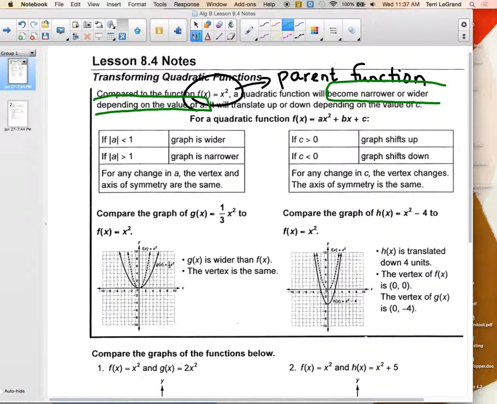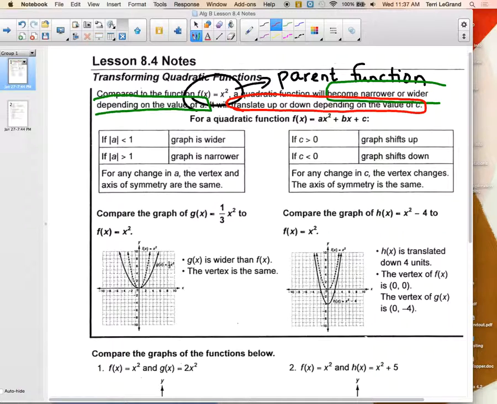Yeah. It's taking the graph and moving it either up or down or left or right. It's called a slide. So in other words, does it move up from the other one? Is it down further than the other one? We're not going to do the left or right ones. We're only going to deal with the up and down ones. So I also want you to underline that. Translate up or down depending on the value of c.